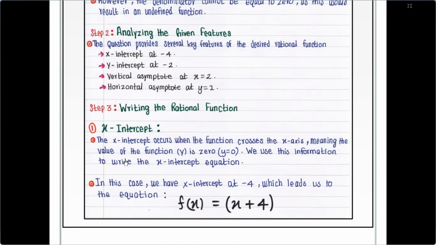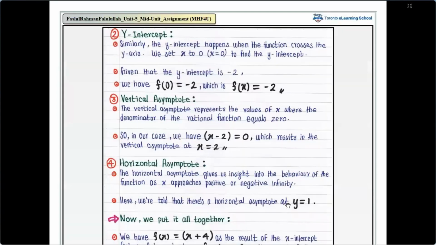We use this information to write the x-intercept equation. In this case, we have x-intercept at -4, which leads us to the equation f(x) equal within bracket x plus 4. Second one is y-intercept. Similarly, the y-intercept happens when the function crosses the y-axis. We set x to 0 to find the y-intercept. Given that the y-intercept is -2, we have f(0) equal -2.